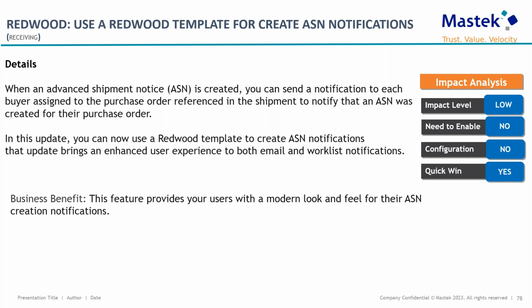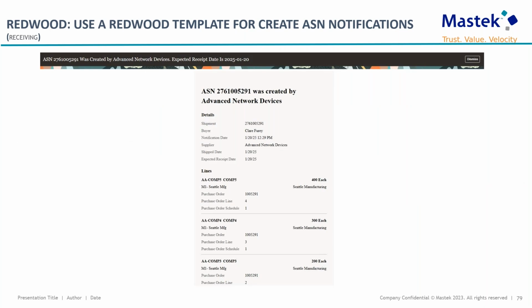In this update, you can now use the Redwood template to create ASN notifications, which are more user-friendly and more attractive, giving more visuals for the buyer to understand what exactly is going on and when the shipment is going to come in, right? The business benefit is it provides your users with a modern look and feel for the ASN creation notification. This is how the notification page will look when the buyers receive it. It gives them a clear idea and all the details about the order.